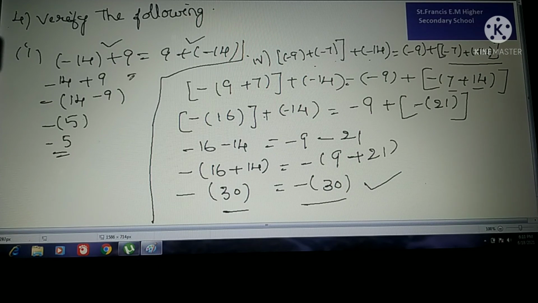See the other side also, 9 plus minus 14, 9 minus 14. Okay, so do the subtraction, 14 minus 9. How much do you get here? 5. What is the bigger number here? 14. What is the sign of the bigger number? Minus. So you will get minus here. Understood? On both sides we get the same answer. So that's how we have verified. Okay.